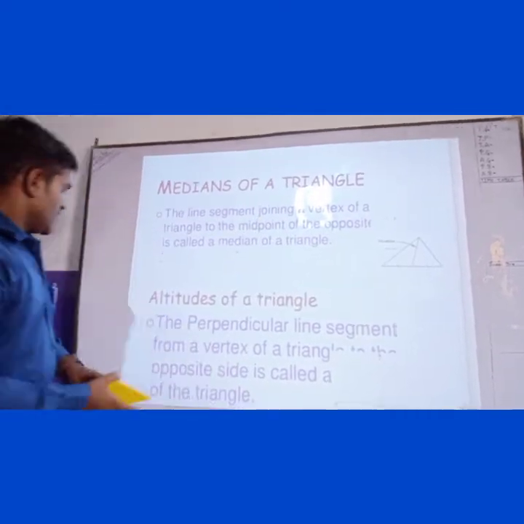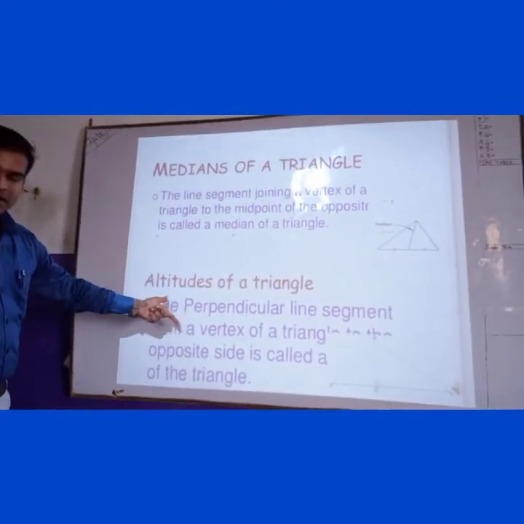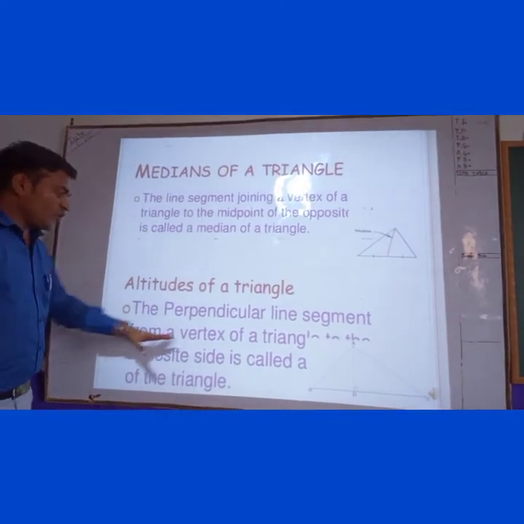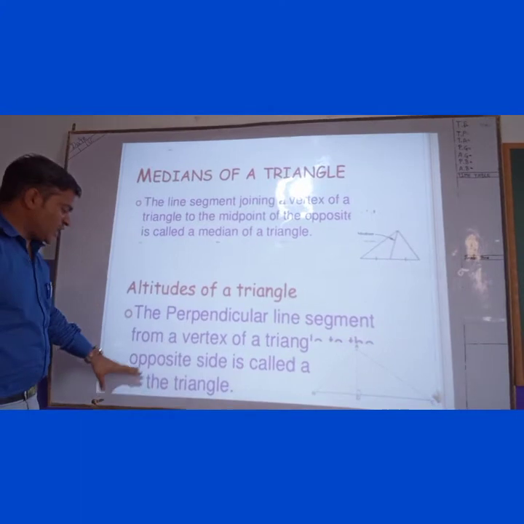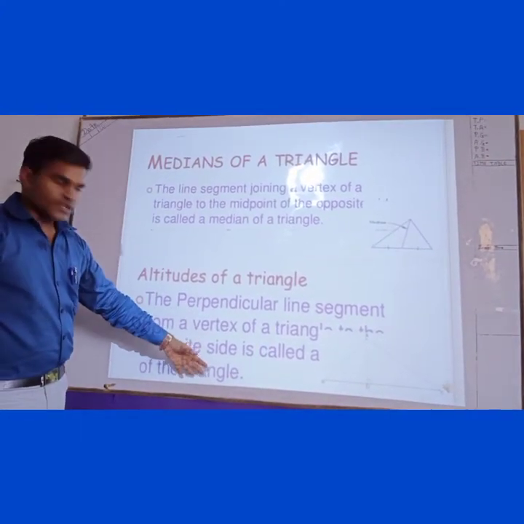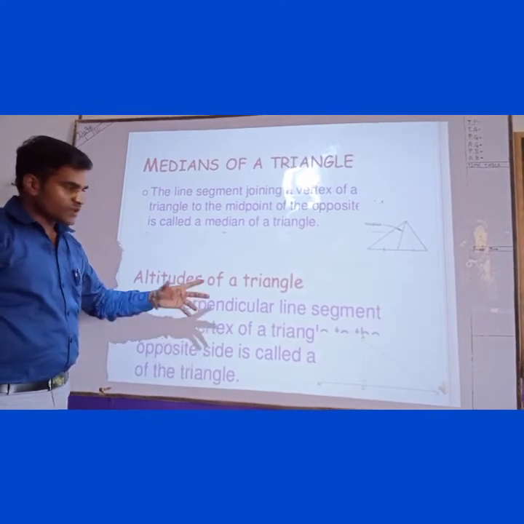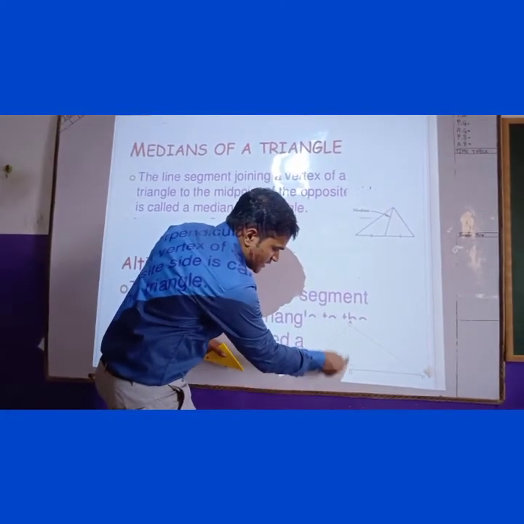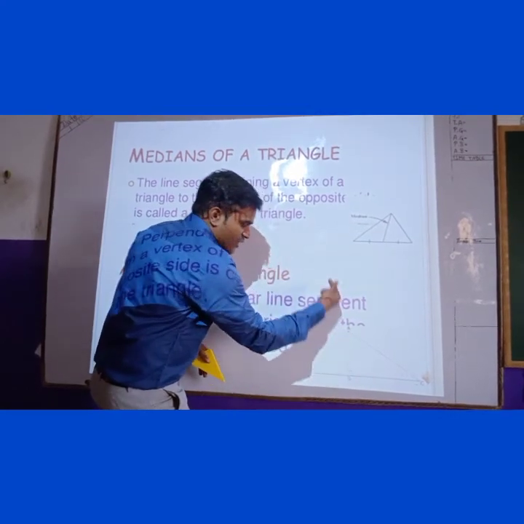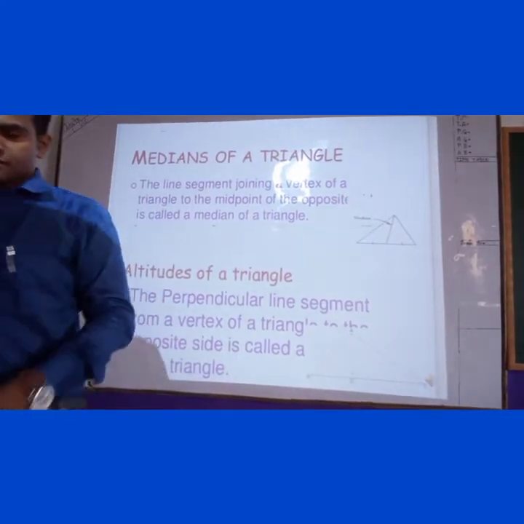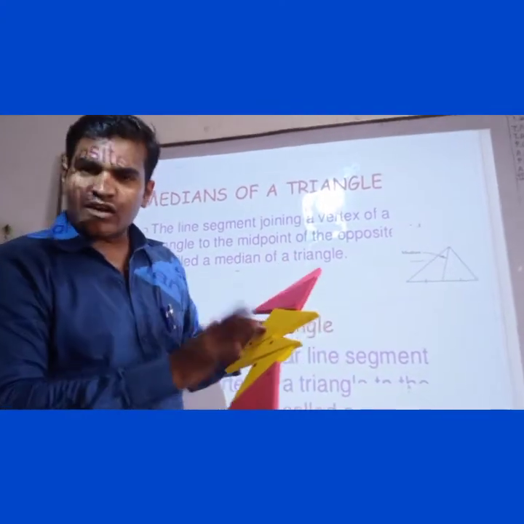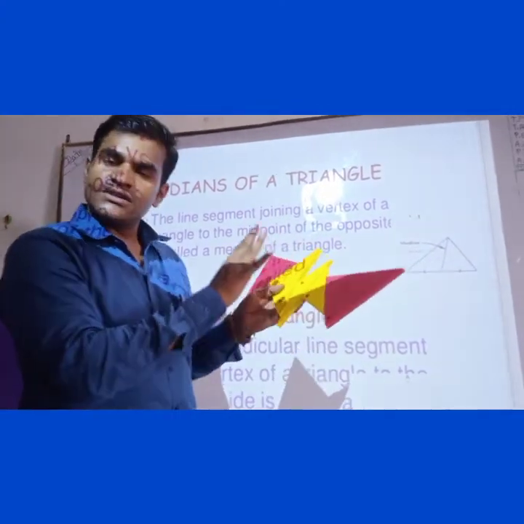So children, the altitude is a perpendicular line segment from a vertex of a triangle to the opposite side. It is called the altitude of a triangle. Okay, so this is the altitude of a triangle that makes 90 degrees, meaning it is perpendicular. Okay, there are different types of triangle on the basis of angle and on the basis of sides.